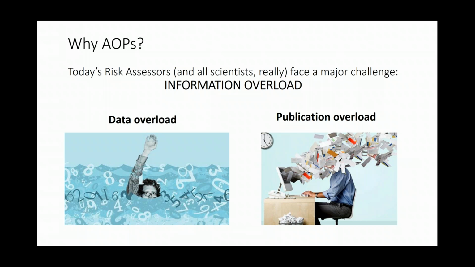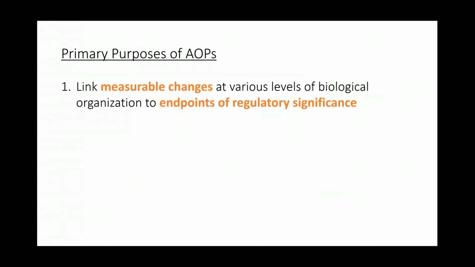So AOPs are to help address this information overload that risk assessors are facing, the data overload and the publication overload. A couple of the primary purposes of AOPs are to help link those things that we measure at all the different levels of biological organization, from cellular to molecular to organ effects, and help make those links to points of regulatory significance.